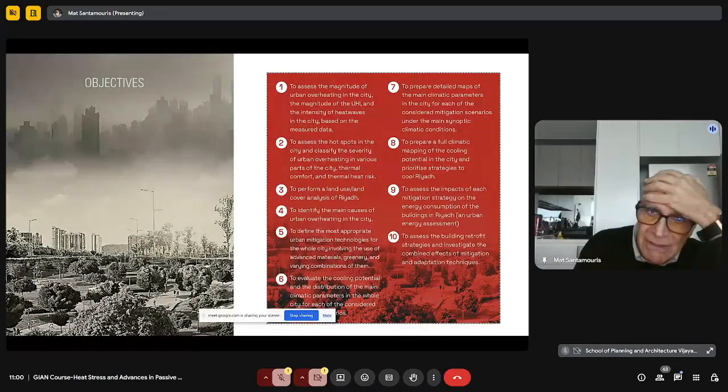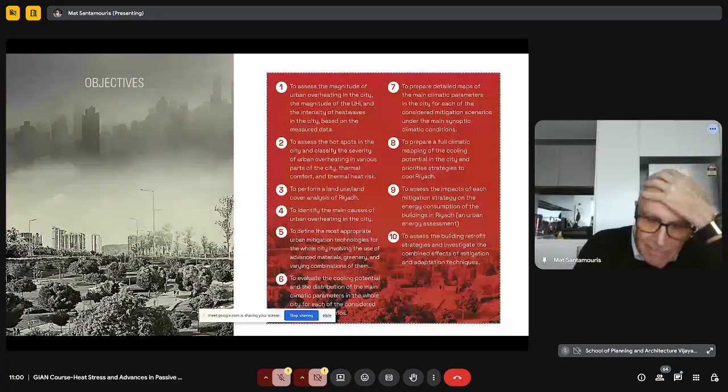and classify the severity of urban overheating in the various parts of the city, to understand the thermal comfort and the heat risk in the city. At the same time, to perform a land use and land cover analysis for Riyadh, to understand all the details about the land cover. Why? Because this defines the characteristics of the thermal performance of the city.